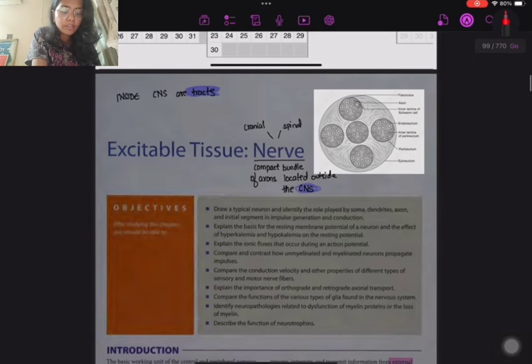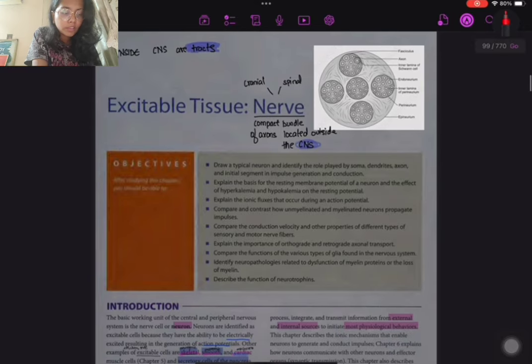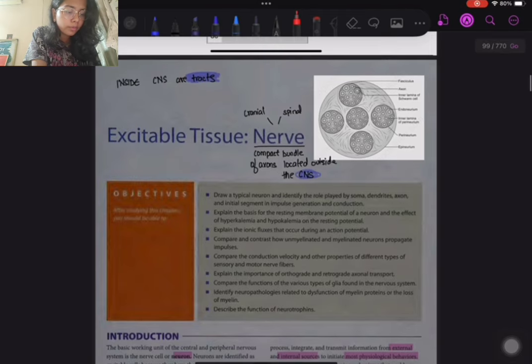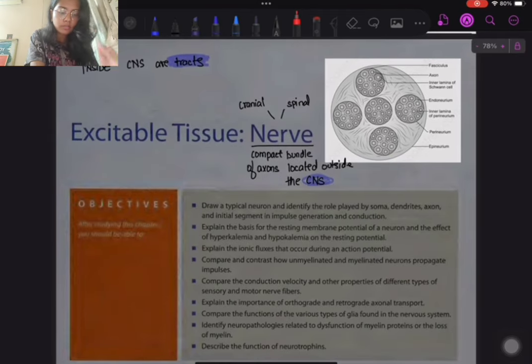This is of Ganong, okay? So yeah, chapter excitable tissue nerve. This nerve physiology will be divided into 4 parts. So let's begin without any further nonsense. So yeah, excitable tissue nerve.